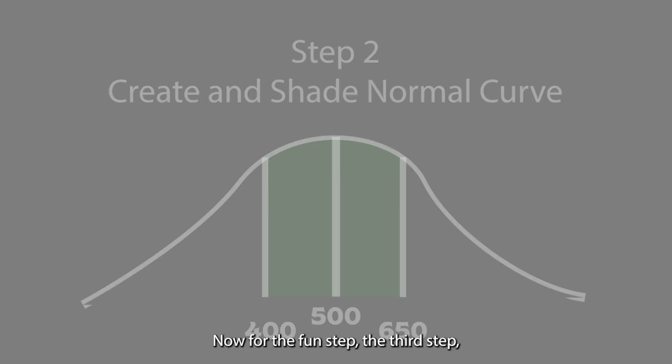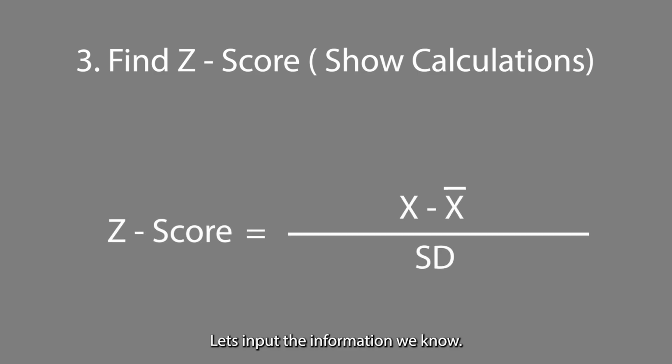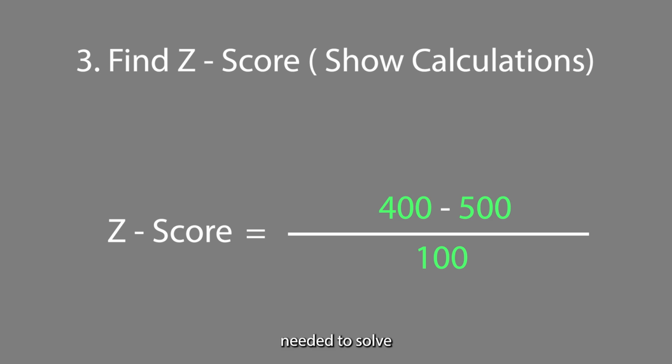Now for the fun step, the third step. Finding the z-score. This is where the z-score formula comes into play. Since the question is asking for what is between two numbers, we need to find two z-scores. Alright, here's the formula. Let's input the information we know. We know the mean is 500, so that goes here. The standard deviation was also given. And now we place one of the two numbers in for x. Let's start with 400. Now that we have all those numbers needed to solve, grab a handy calculator and solve.